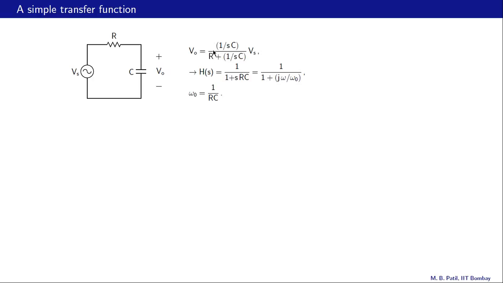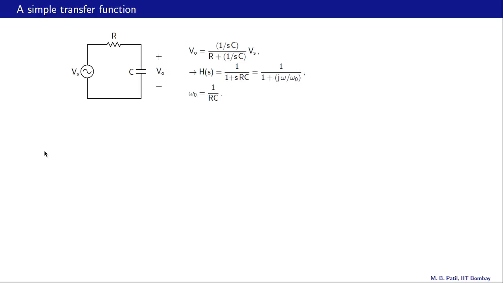We multiply both numerator and denominator by sC. In the numerator we get 1, in the denominator we get 1 plus R times sC. So that is this expression, and we can now substitute for s j times omega. So we get 1 divided by 1 plus j omega RC, and that we can rewrite as 1 plus j omega by omega 0, where omega 0 is 1 over RC. So that is the transfer function for this series RC circuit.